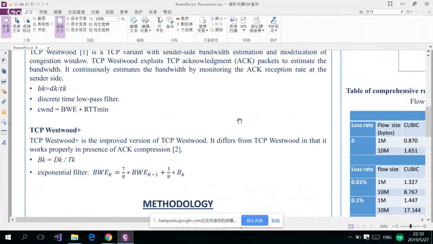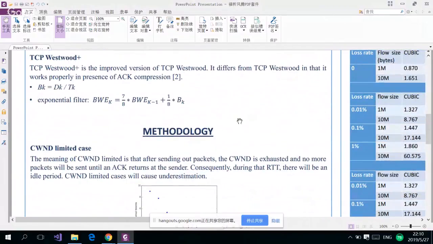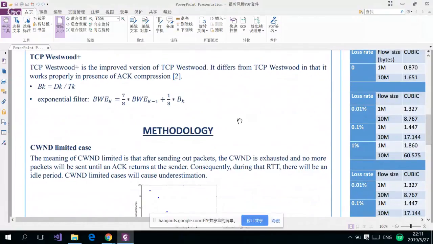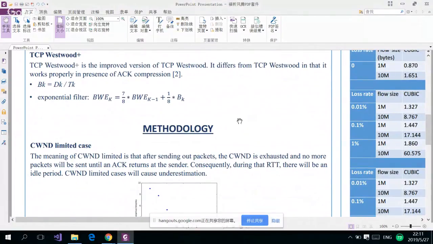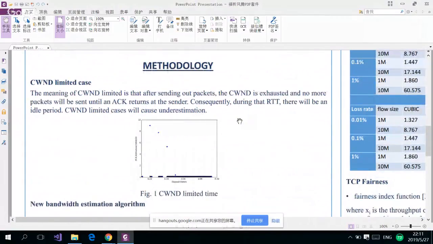TCP Westwood Plus is the improved version of TCP Westwood. It differs from TCP Westwood in that it works properly in the presence of ACK compression. The bandwidth sample is equal to the data acknowledged during one RTT divided by RTT, and then the samples are passed through an exponential filter. However, both of them do not solve the cwnd-limited case.